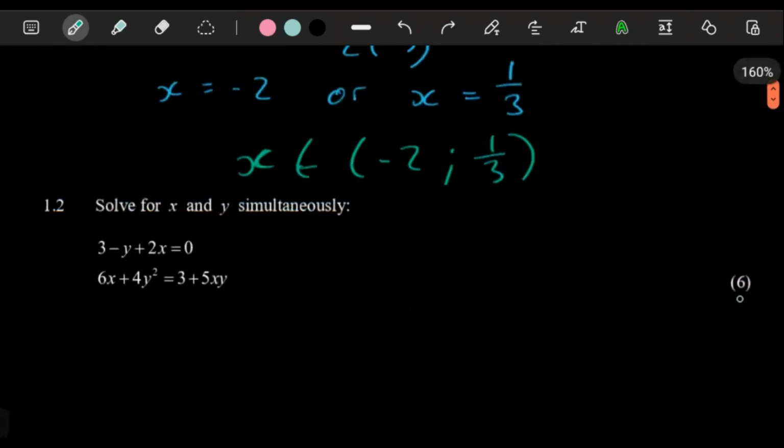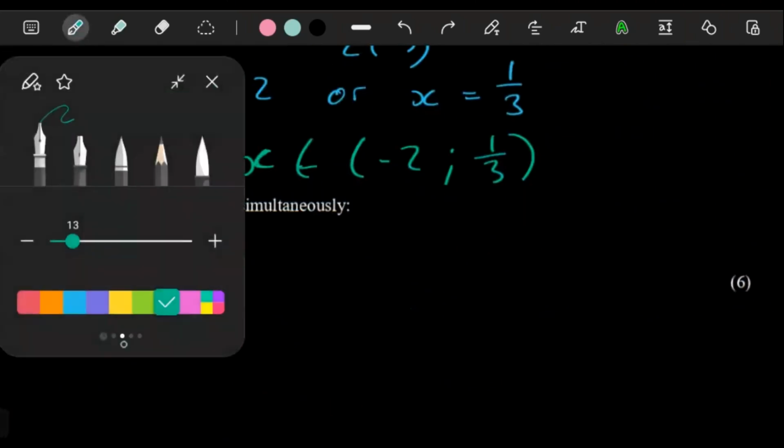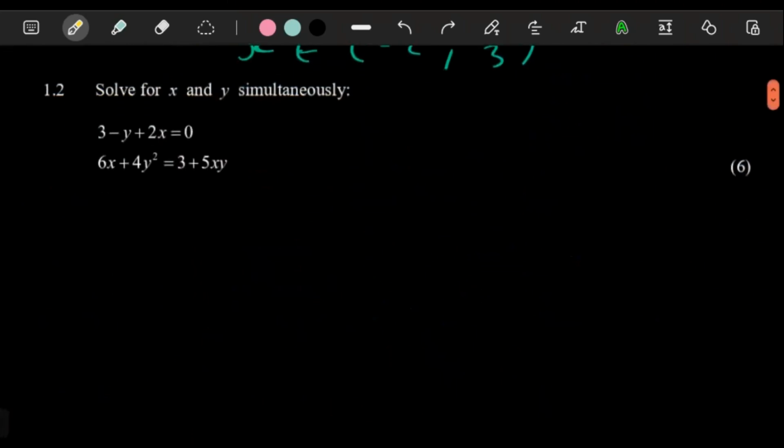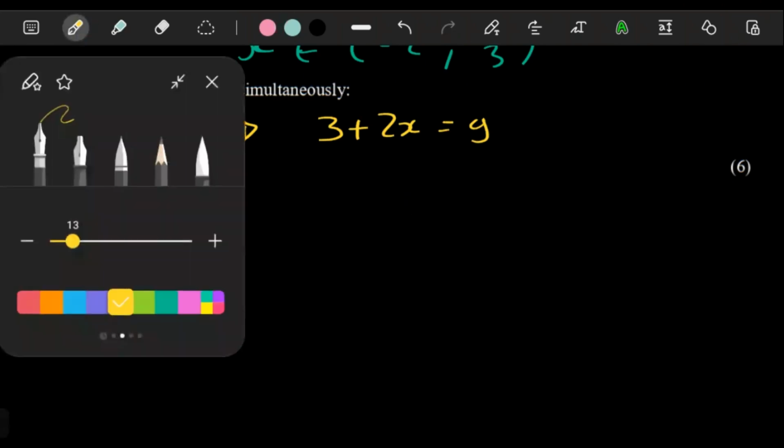With the next question, for 6 marks, we really don't have to struggle too much, or at all. The idea with simultaneous equation questions is your signs. So here I may want to make y the subject of the formula. So 3 plus 2x is equal to y. I decided to go this route because it's easy to make y the subject of the formula. Now we just need to throw y into the other equation. You get 6 marks for just being careful, literally.